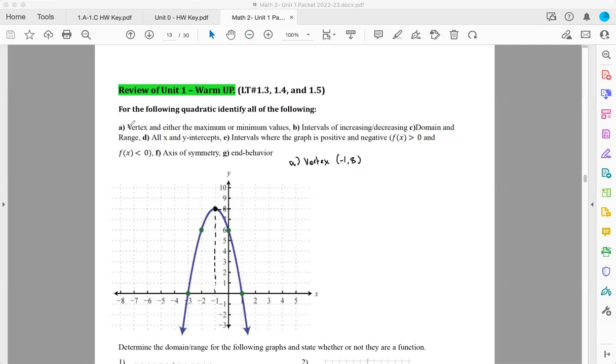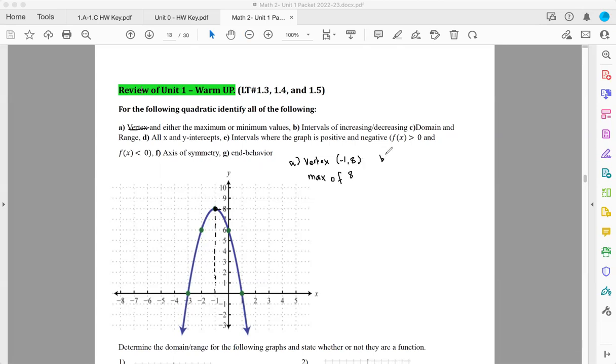So this is the vertex. The second part was, is there a maximum or minimum? It doesn't have to be the vertex, by the way, but in a quadratic, the vertex is the maximum or minimum, basically. Here, the vertex is the max. So you'd say maximum of, remember, the maximum is the y value. We're talking about height. So it's a maximum of 8.